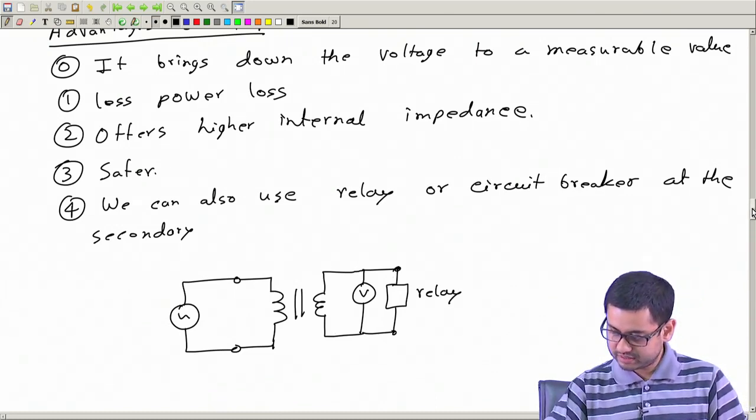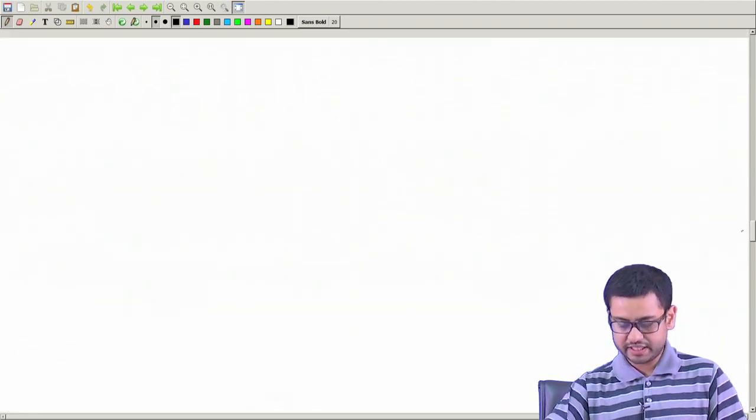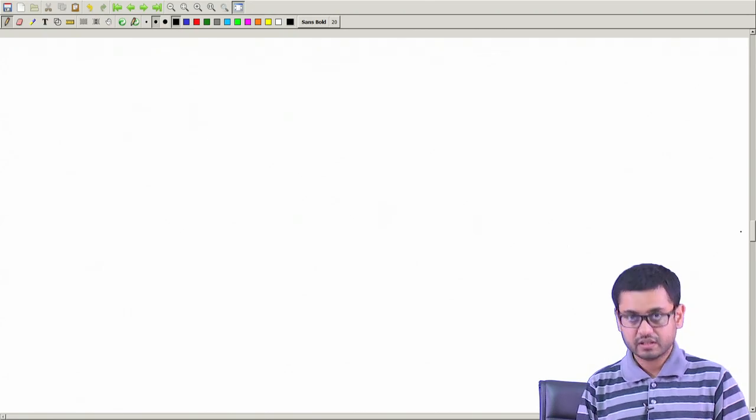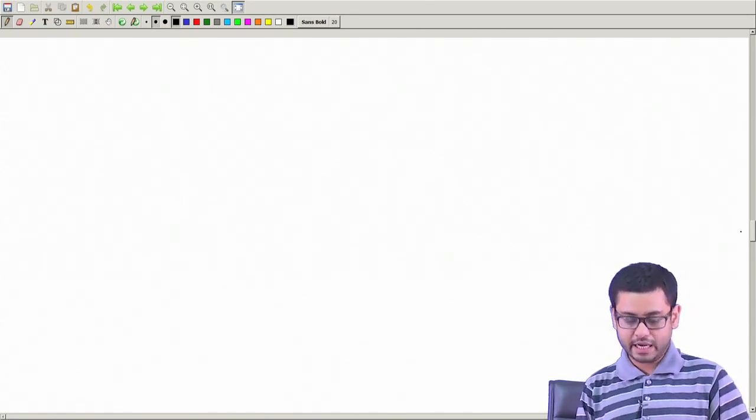Now the last thing we will discuss in this class is how to measure power using CT and PT.